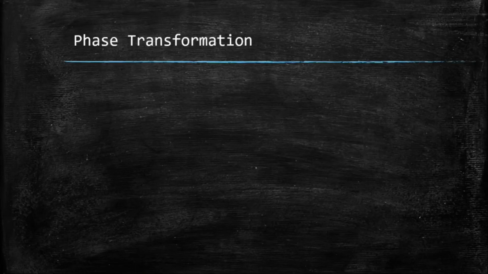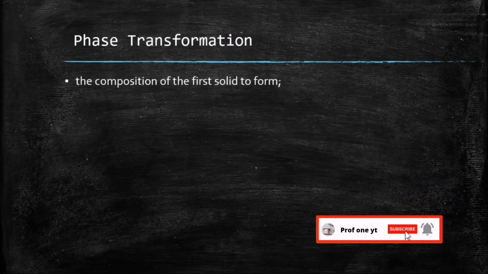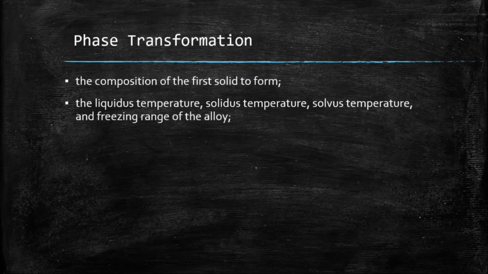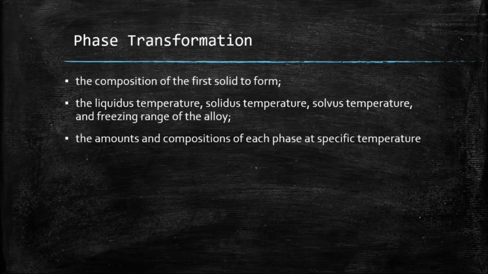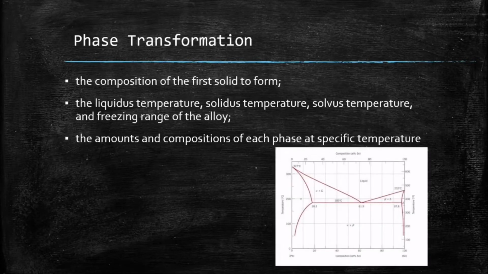So in this video, we're going to learn about phase transformation. We're going to learn how to find the composition of the first solid form, the second solid form, first liquid form, and the second liquid form. And also, we're going to learn how to find the liquidus temperature, the solidus temperature, the solvus temperature, and the freezing range of an alloy. And the last thing we're going to look at, we're finding the amount and the composition of each phase at a specific temperature. So we are going to use the lead tin alloy.